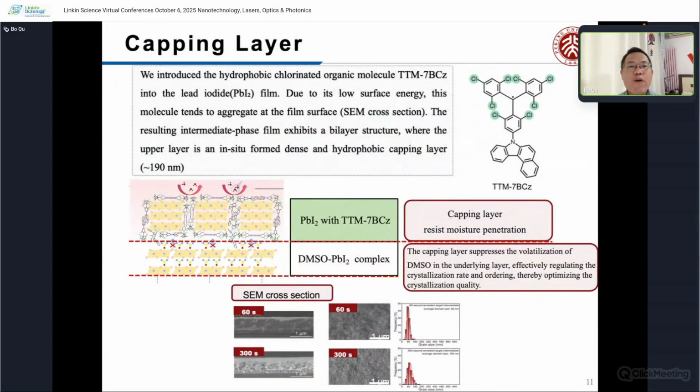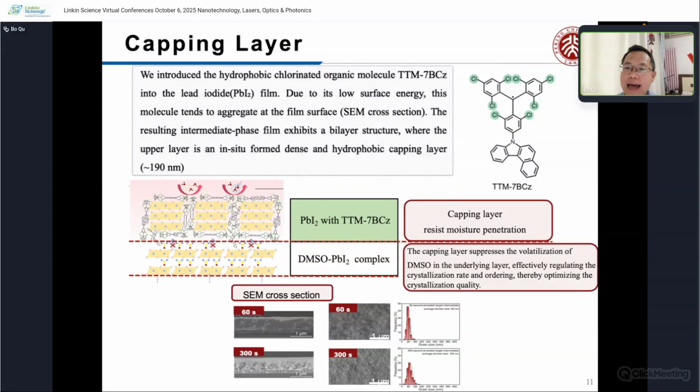To resolve the issue, we introduced the hydrophobic chlorinated organic molecule TTM7BCZ into the lead iodide film. Due to its low surface energy, this molecule tends to aggregate at the film surface, as shown by SEM cross-section. The resulting intermediate phase film exhibits a bilayer structure, where the upper layer is an in situ formed dense and hydrophobic capping layer with a thickness of 190 nanometers.